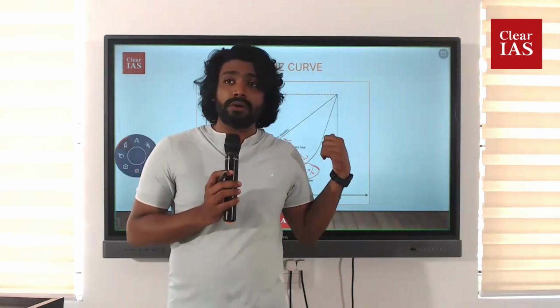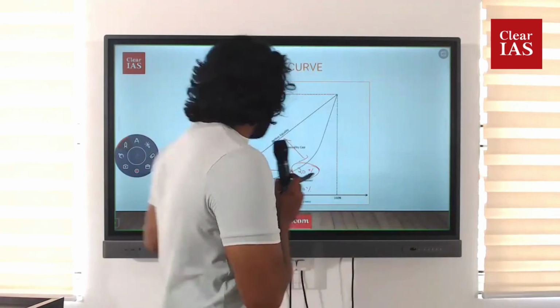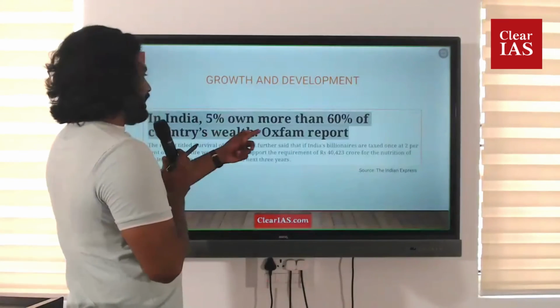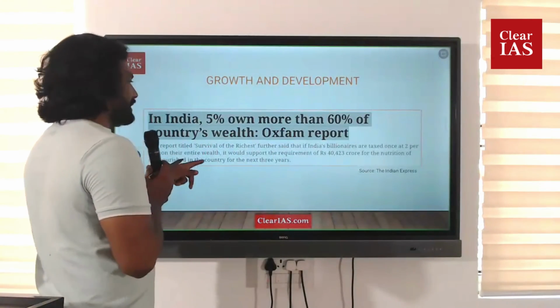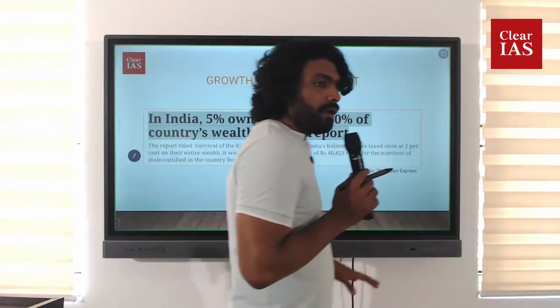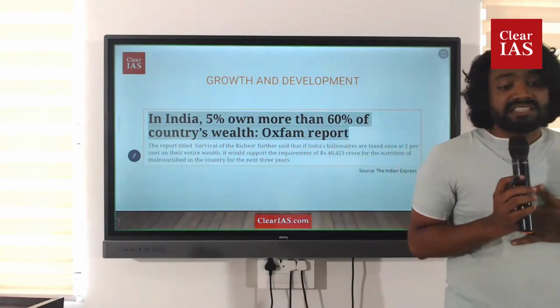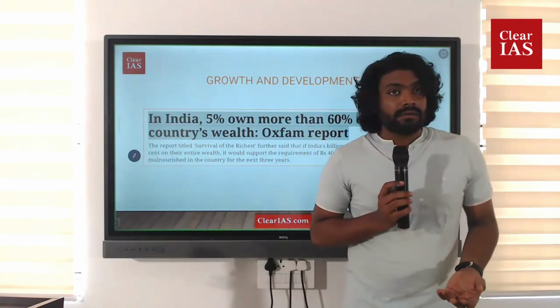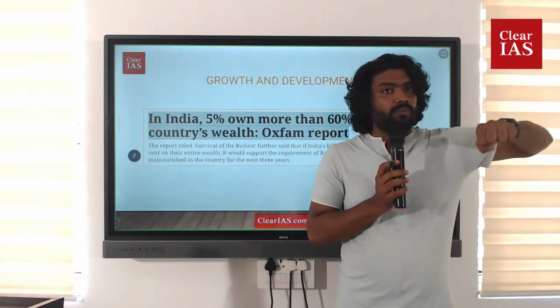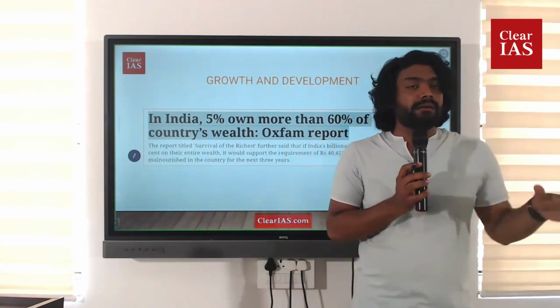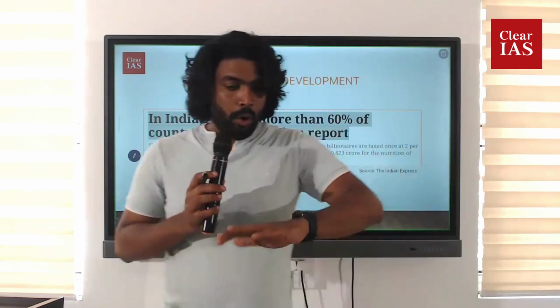Remember the Oxfam report? That report is based on this. 5% own more than 60% of the country's wealth. So look at the drastic difference in the distribution of wealth. Hope it is clear.